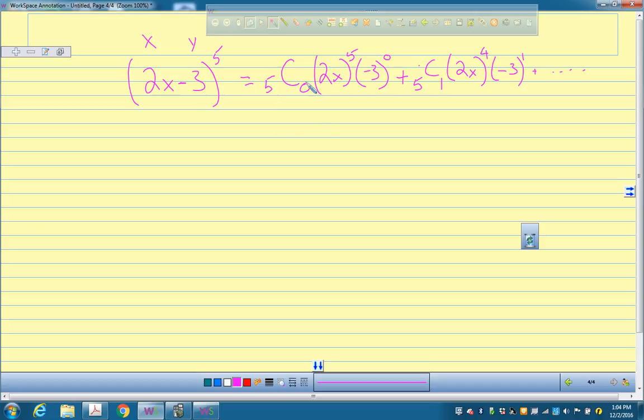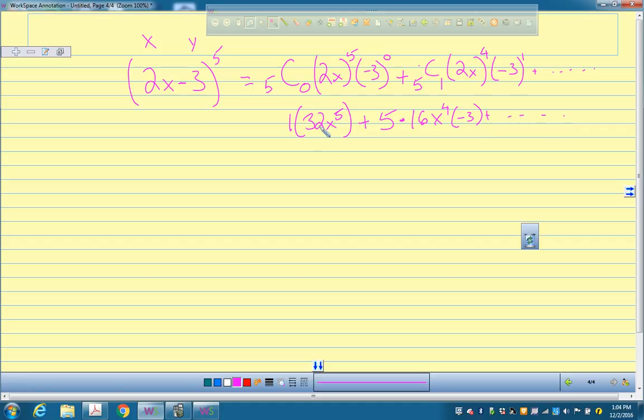But 5 combination 0 is just 1. 2x to the 5th, you have to raise 2 to the 5th and x to the 5th. So that becomes 32x to the 5th, negative 3 to the 0. So that's what your first term looks like. Your next term is going to look like 5, what's 2 to the 4th? 16 times x to the 4th times negative 3, right? You understand where that came from? Plus dot, dot, dot.